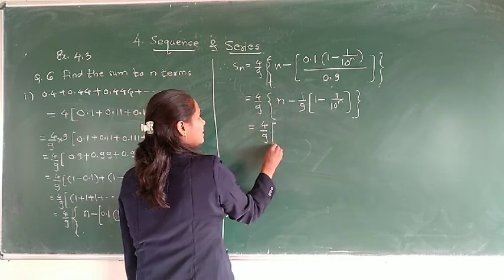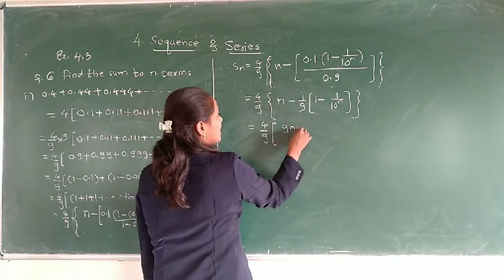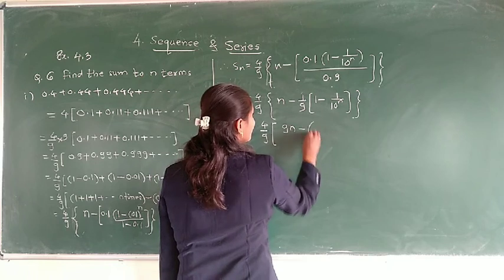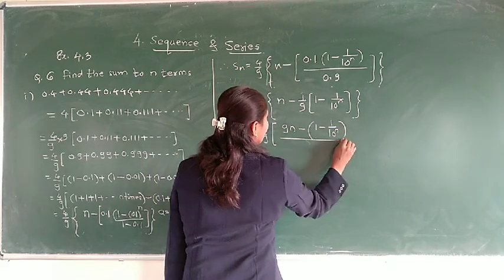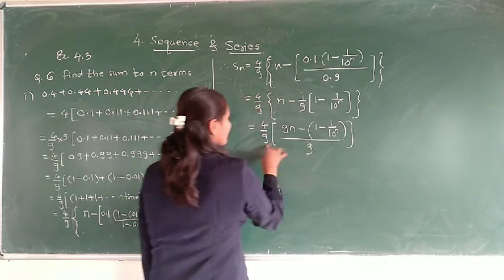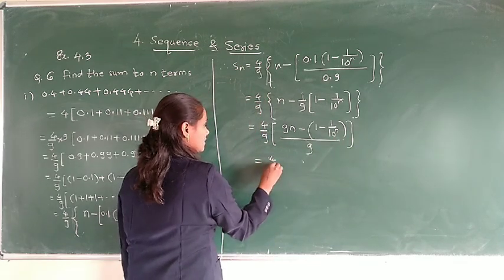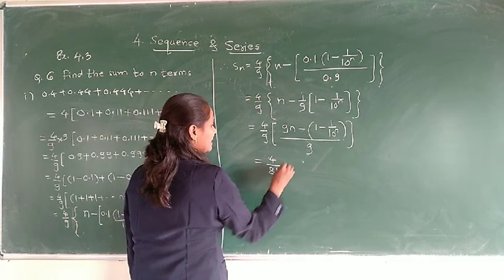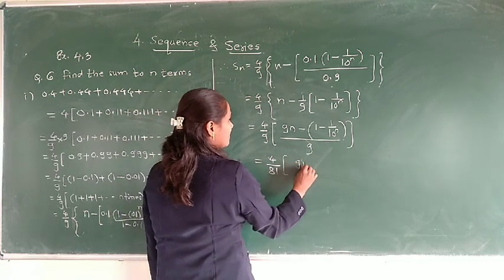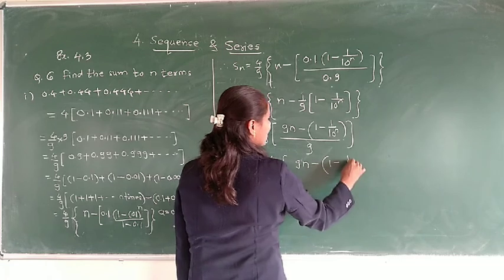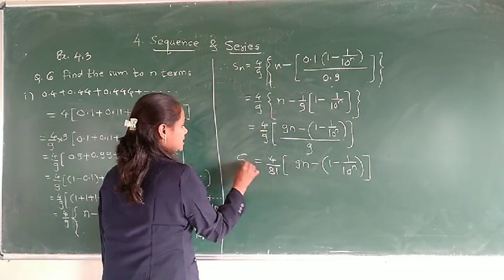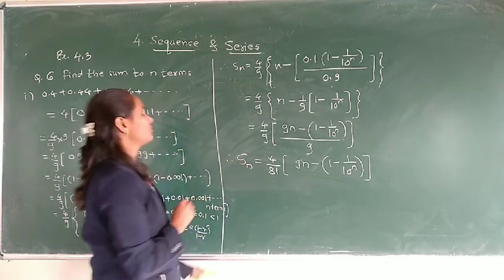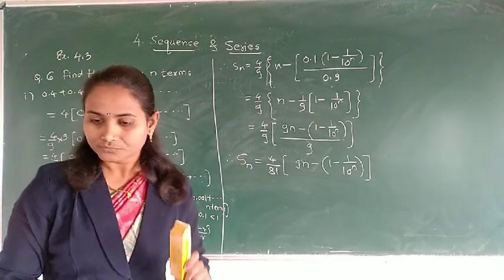Now we multiply by 9. 4 by 9 into 9 into n, 9n minus, in bracket 1 minus 1 upon 10 raised to n, divided by 9. Take this 9 outside, hence we get 4 by 9 into 9, that is 81, in bracket 9n minus 1 minus 1 upon 10 raised to n. So this is the formula for Sn of the given sequence.